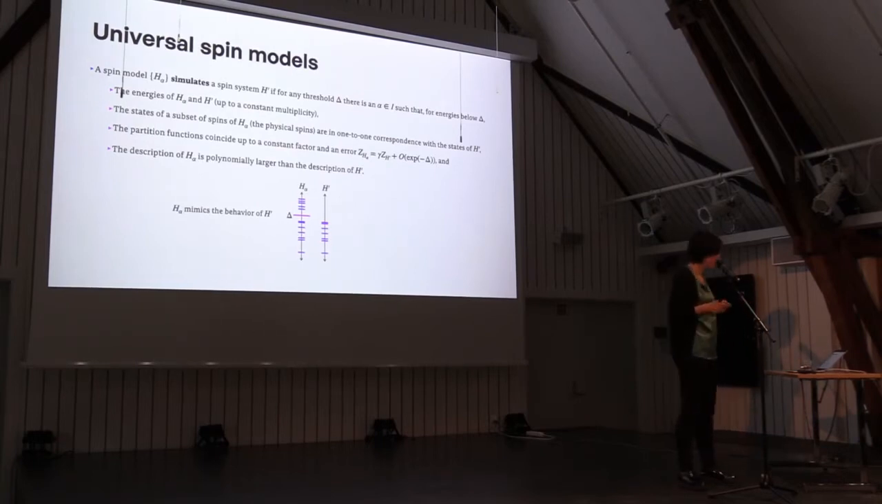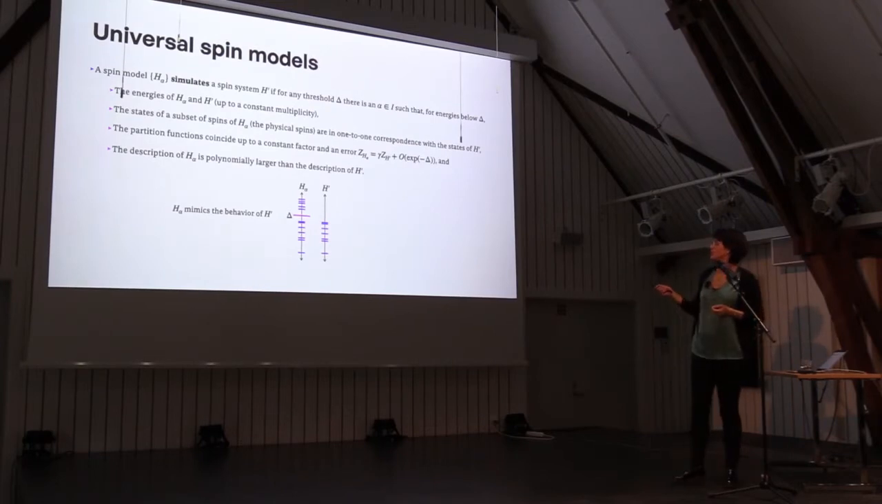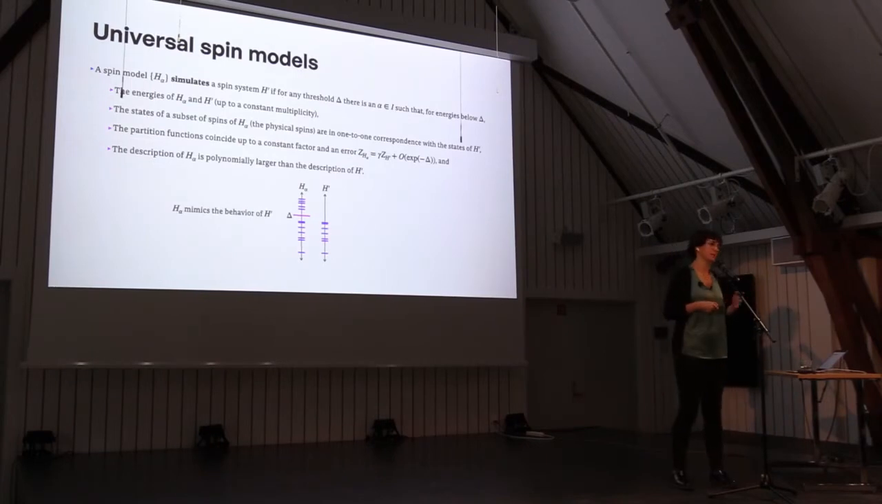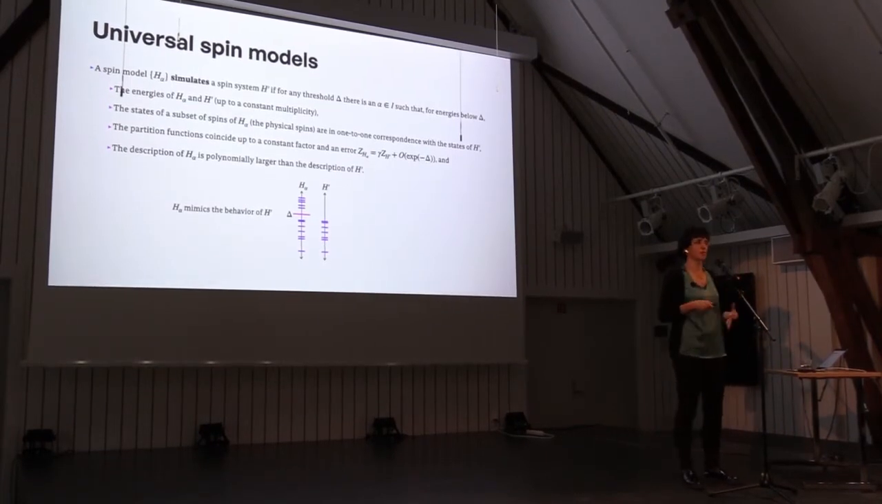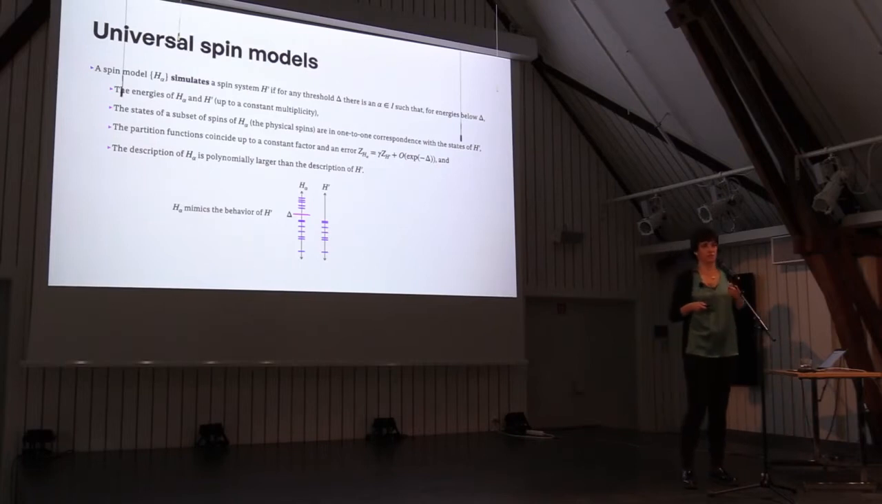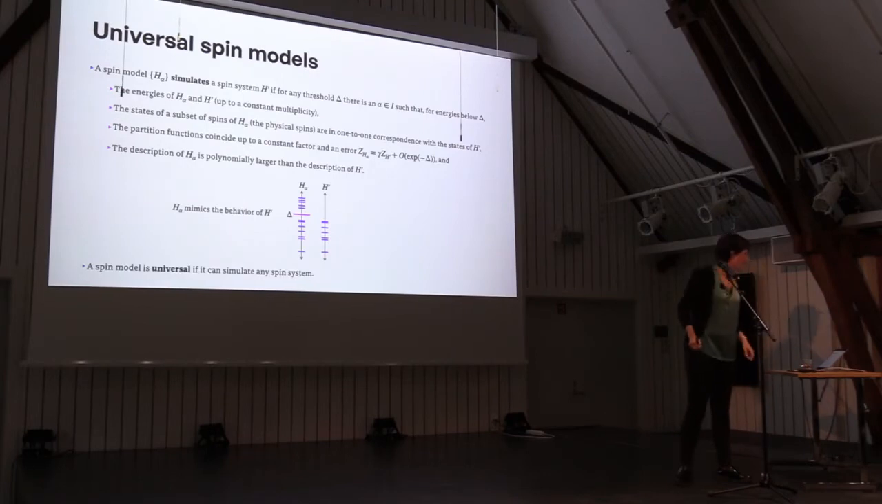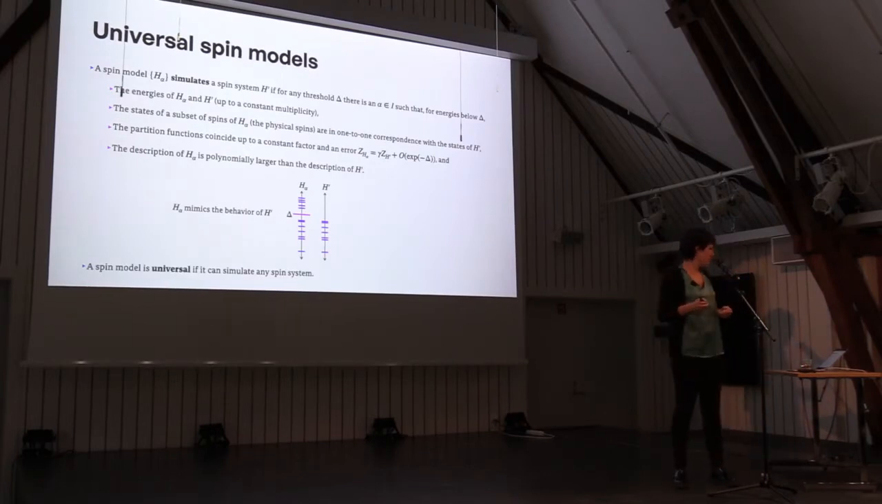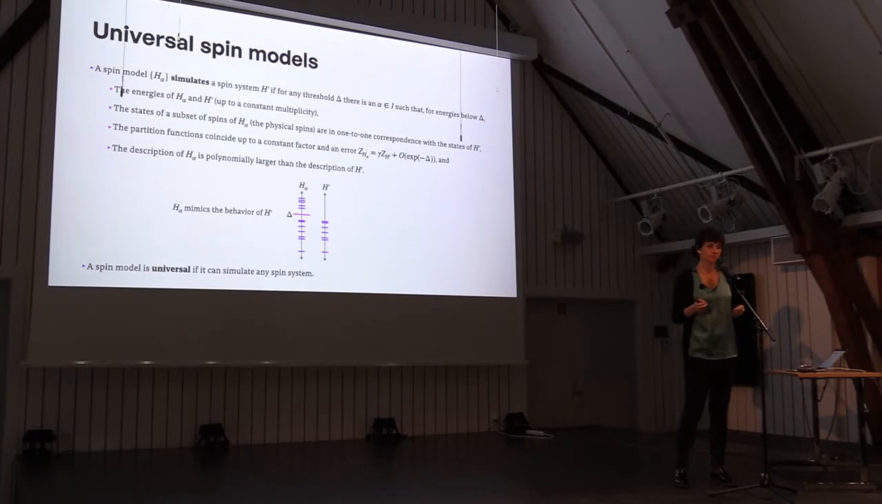Third, the partition functions coincide up to a constant factor and some error. That's important if you want to claim that you're reproducing some thermodynamical properties. And fourth, the description of H alpha is polynomially larger than the description of H prime. I mean, only polynomial, no more than polynomial, at most. And a spin model is universal if it can simulate any spin system.